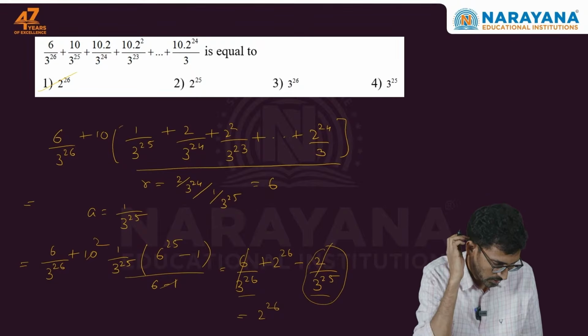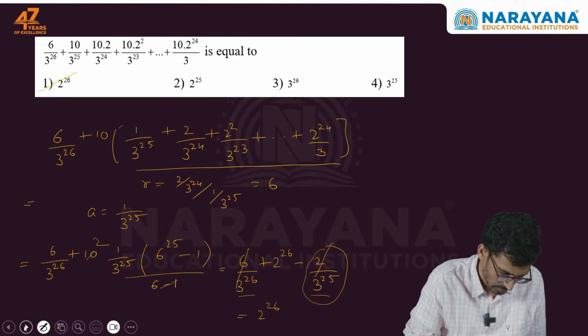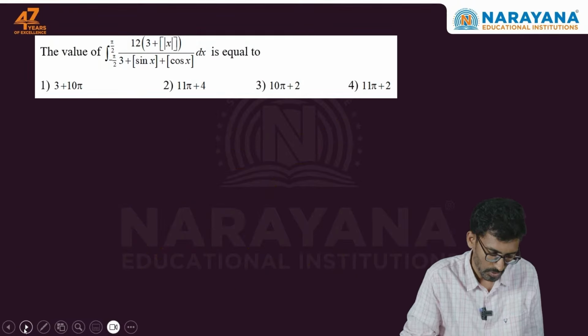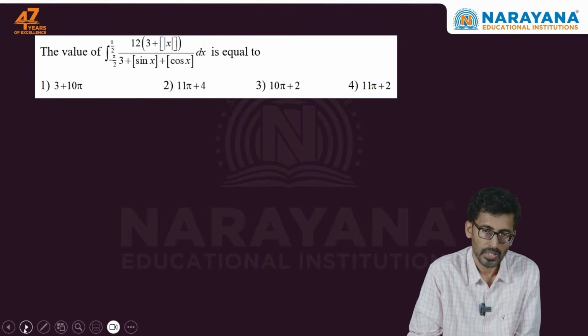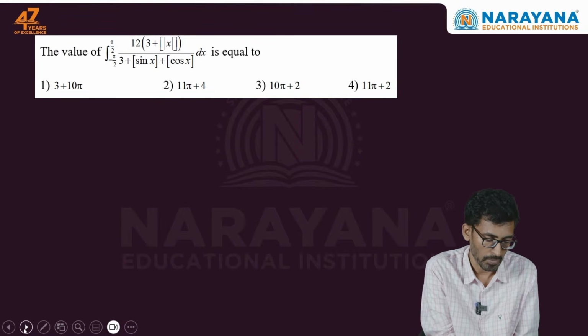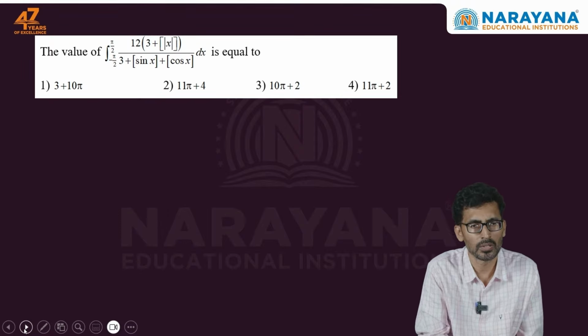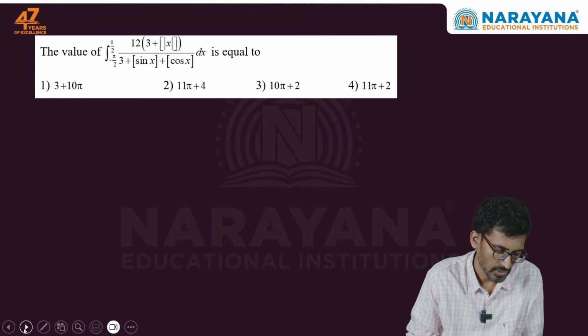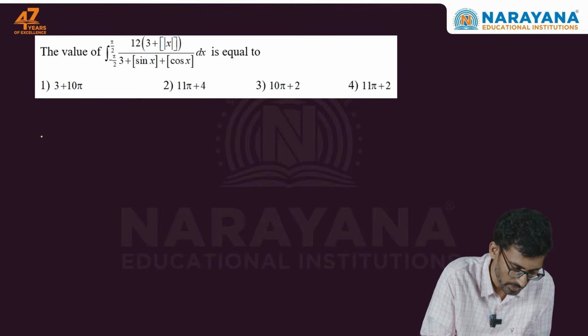So this is a question on GP, an easy question. Now we are moving to the next question. Here this is a question on definite integrals, minus pi by 2 to pi by 2, and here we have step functions also. 12 into 3 plus step of x by 3 plus step of sin x plus step of cos x. So here we have to break the intervals.